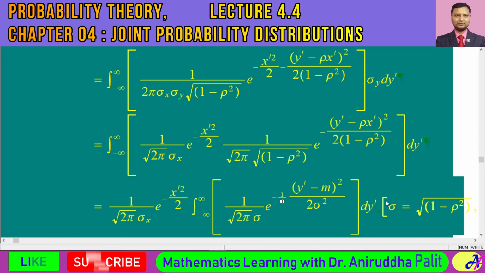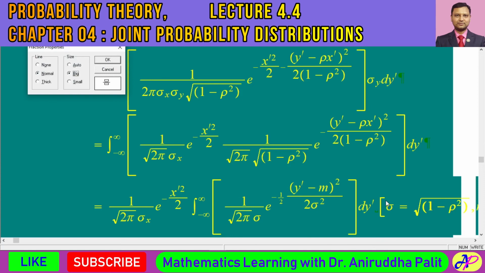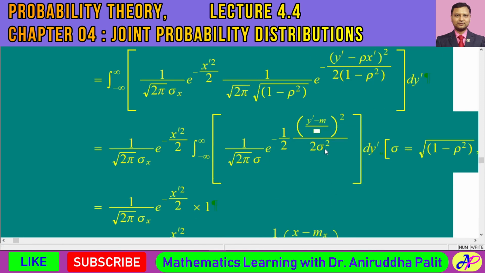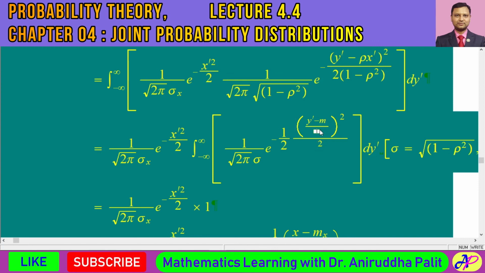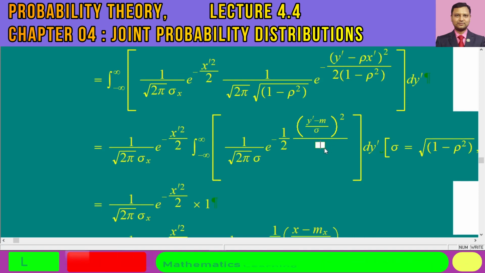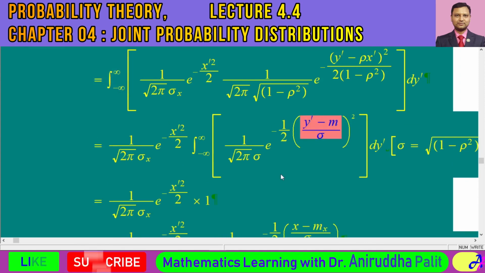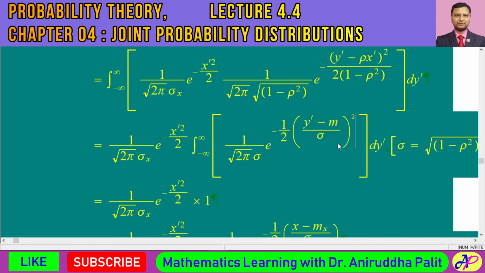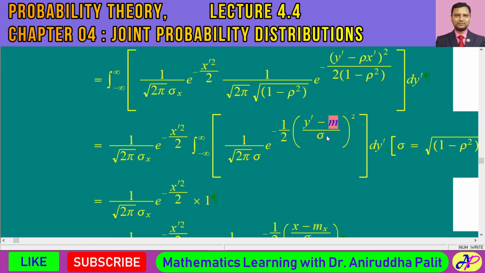Say 1 by 2, then this one over here. Forget about this 2. So you can extract this sigma inside this bracket. You can write it in this way: minus half into y prime minus m by sigma whole square. So this is exactly similar to a normal distribution with parameters m and sigma.